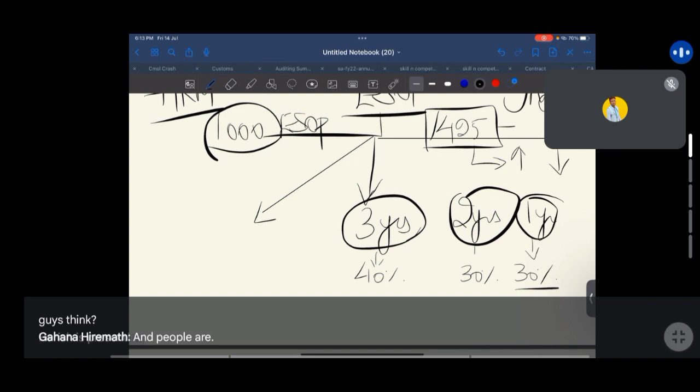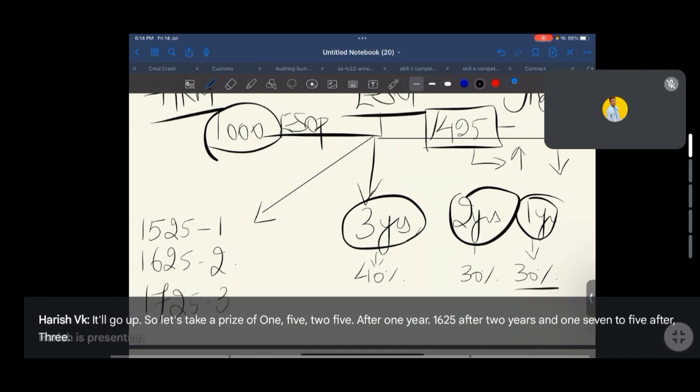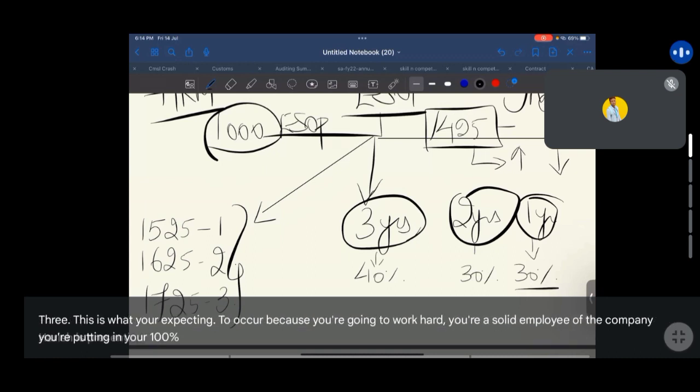It will go up. So let's take a price of 1525 after 1 year, 1625 after 2 years, and 1725 after 3 years. This is what you're expecting to occur, because you're going to work hard. You're a solid employee of the company. You're putting in your 100% efforts. So this is what your expectation is after 1 year.